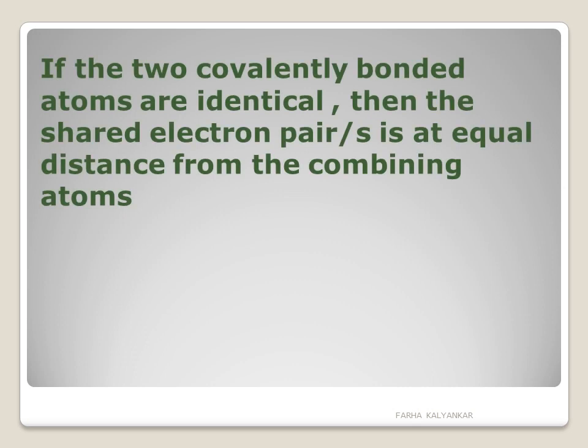If the two covalently bonded atoms are identical, then the shared pair of electrons are at equal distance from the combining atoms. For example, in the case of hydrogen molecule formation, nitrogen molecule formation, or chlorine molecule formation. As both the atoms are identical, the electron pair which is shared remains at equal distance from the two combining atoms.